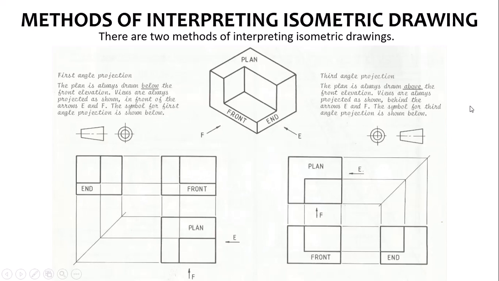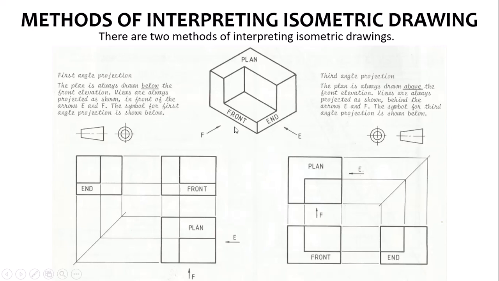In the third angle projection, we kind of reverse things. Here we said the plan is drawn below. For third angle, the plan is going to be drawn above. And then when positioning our front and our end, we're going to take the direction opposite to the direction in which the arrow is pointing.